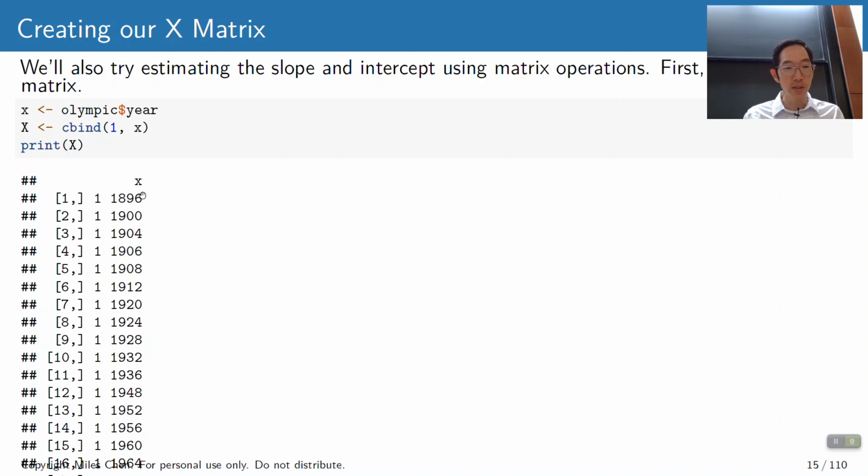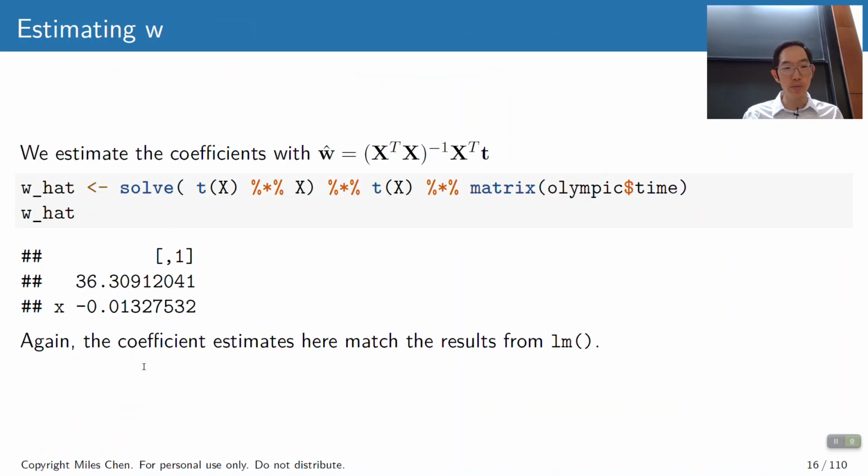So we have our X matrix going on here, okay? And then what do we do? We are going to do X transpose X inverse, X transpose T, okay? So I say, all right, do X transpose X inverse solve times X transpose times the value that I'm taking, the time column, and I'm making a matrix out of that.